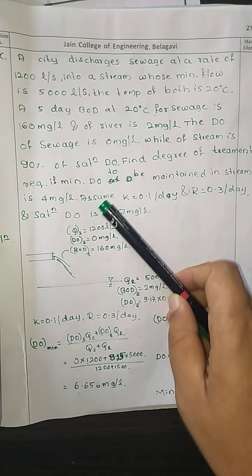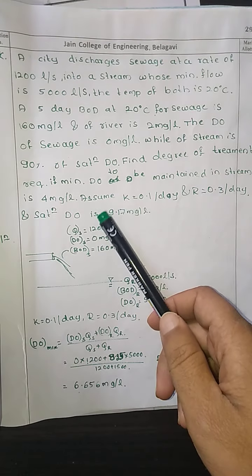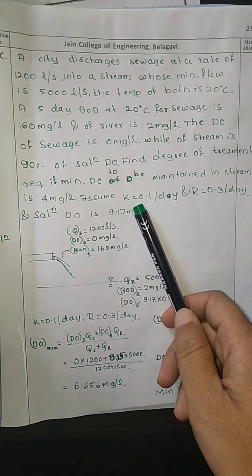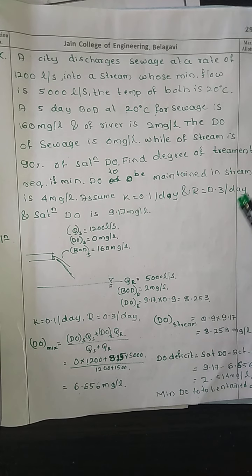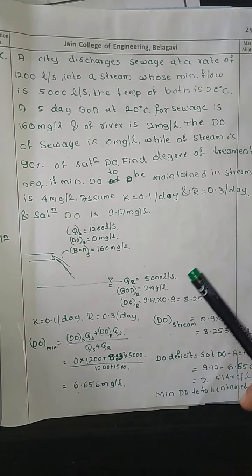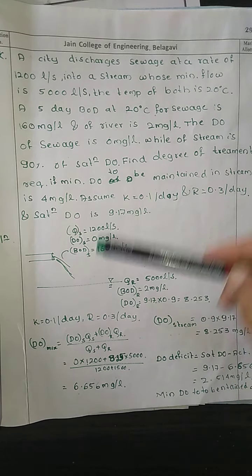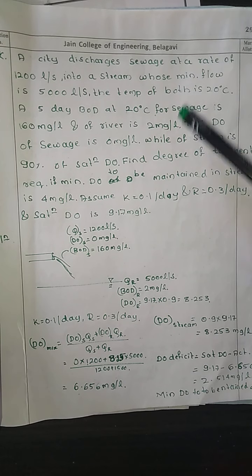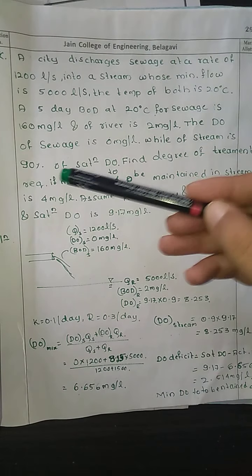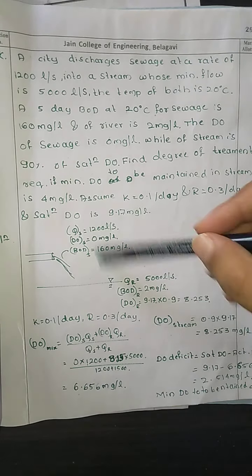So they have given the values, that is, we need to have some assumptions. So they have given it in the problem. Assume the deoxygenation constant as 0.1 per day, the reoxygenation constant as 0.3 per day, and the saturation DO we need to take as 9.17 mg per liter. After getting all these data, we need to represent it in a diagrammatic form so that we do not get any confusion. So after drawing this, I have entered the representative diagram and then I have entered the values.